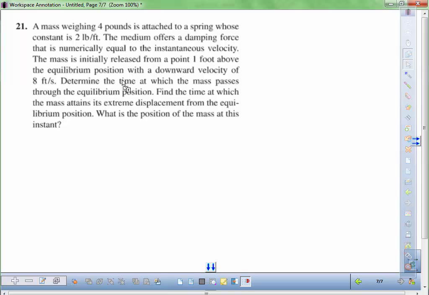Okay, a mass weighing 4 pounds is attached to a spring whose spring constant is 2 pounds per foot. The medium offers a damping force that is numerically equal to the instantaneous velocity. The mass is released from a point 1 foot above the equilibrium position with a downward velocity of 8 feet per second. Determine the time at which the mass passes through the equilibrium position, and find the position of the mass at this instant.